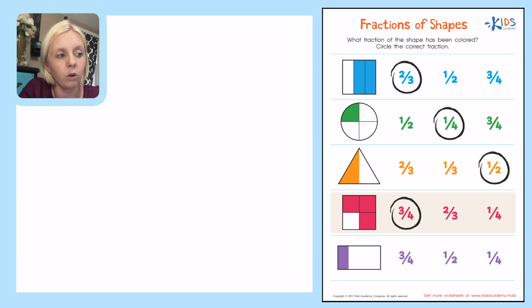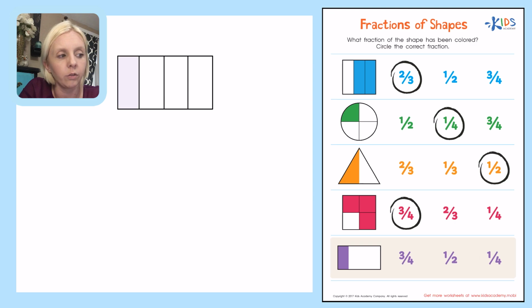We have a rectangle, okay? And the rectangle is really long and skinny, and we've got a little section over here that's been filled in. Now just by looking at this, it's hard to tell how many ways we can divide it. So our options are we can either divide it into 4 ways or we can divide it into 2 ways. This one again is 1/4.